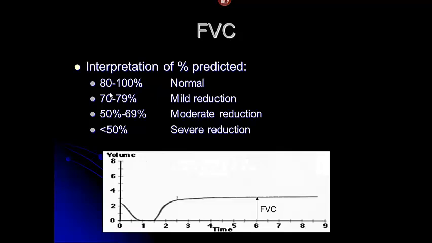Well, let's talk about normal parameters before we go to case studies. Forced vital capacity, normal is 80 to 100. And if you take 80 to 100 as the number for interpretation, in almost all cases you will be fine. There's a little difference between FEV1 and FVC, but if you take 80 to 100 as your normal range, you will be able to interpret this. So normal 80 to 100, a mild reduction is 70 to 79, moderate reduction will be 50 to 69, and severe reduction is less than 50%.